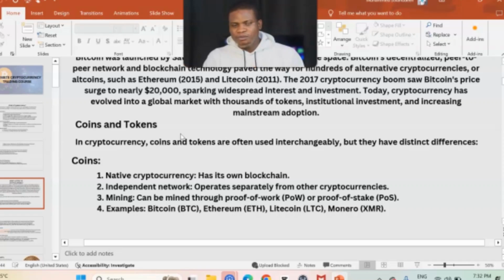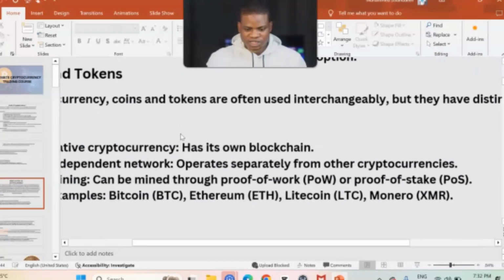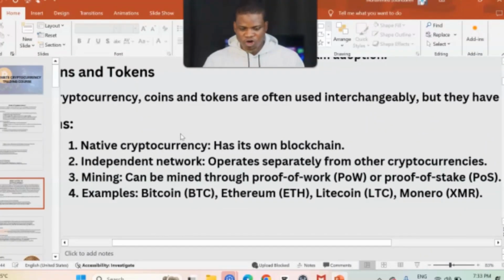For example, Bitcoin is a coin, right? It has its own blockchain. Ethereum is a coin. It has its own blockchain. But the Ethereum blockchain hosts a lot of other coins and a lot of other tokens on its blockchain, right? So that's it. Coins are native cryptocurrencies, which means they have their own blockchain.